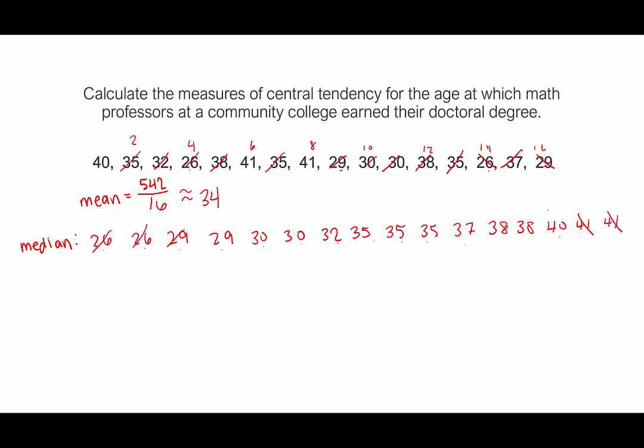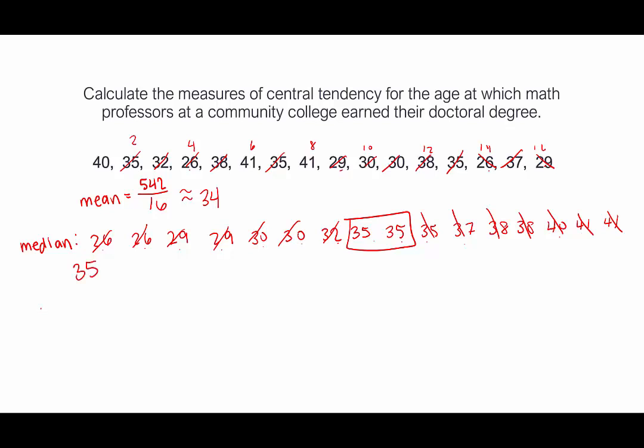Going to cross out. There's 3. Here's 4, 5, 6, 7. Aha, there are the two in the middle. They're 35s. I don't need to average them. I know the average of the same number is just going to be that number. So the median is 35.